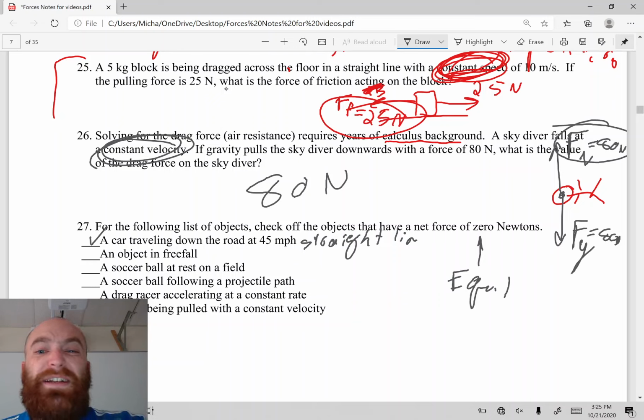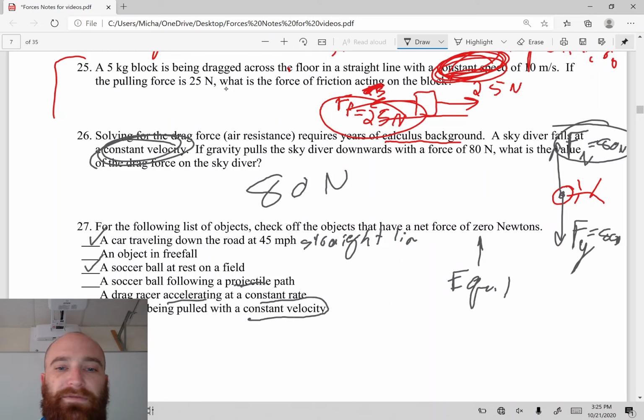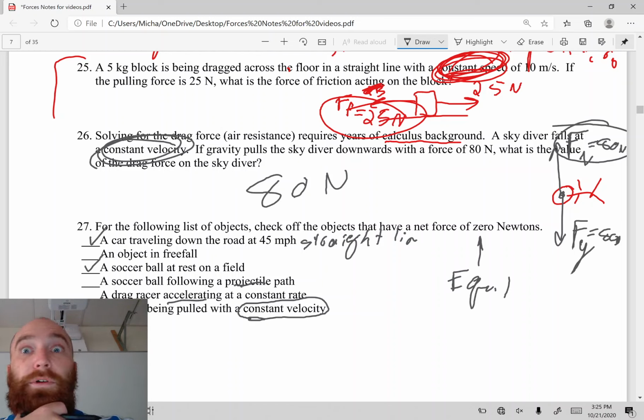An object in free fall, is that equilibrium? No, because objects in the air accelerate as long as we neglect air resistance. A ball at rest? Sounds like equilibrium to me. It's not moving. A projectile, do those accelerate? They sure do. So this is not an example of equilibrium. A drag racer accelerating? Nope. Objects in equilibrium do not accelerate. Object at constant velocity, and this is our key phrase here. That sounds like equilibrium to me.